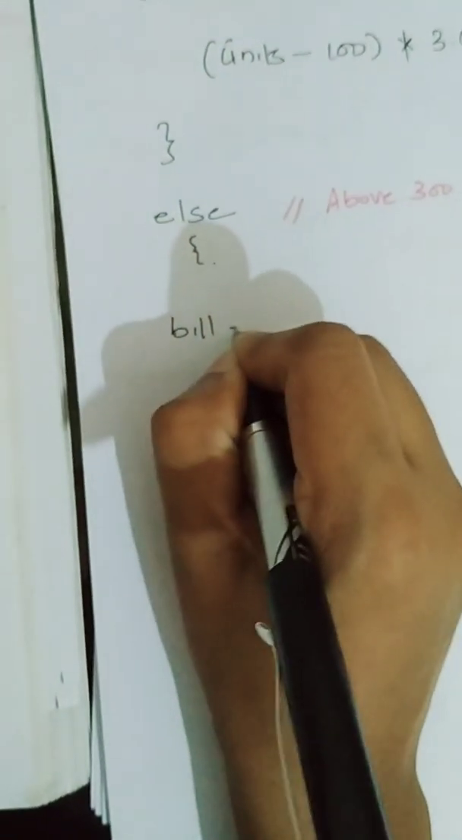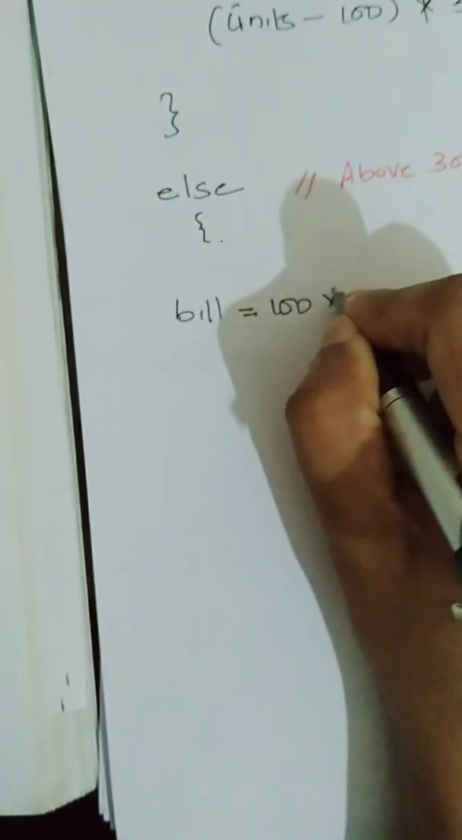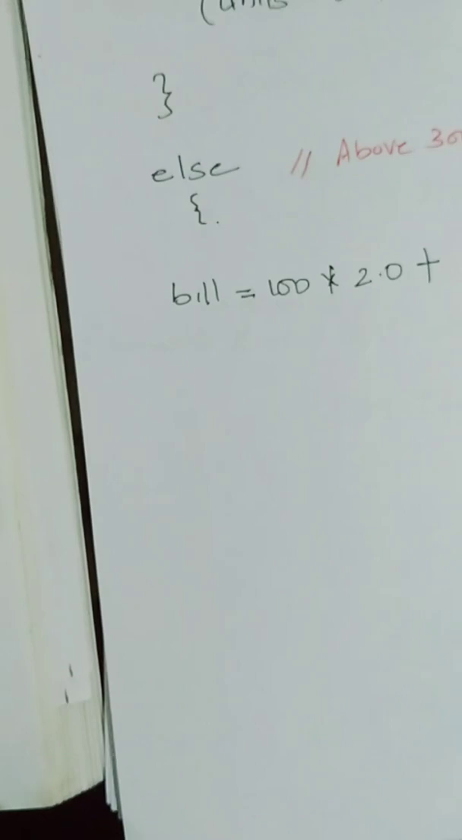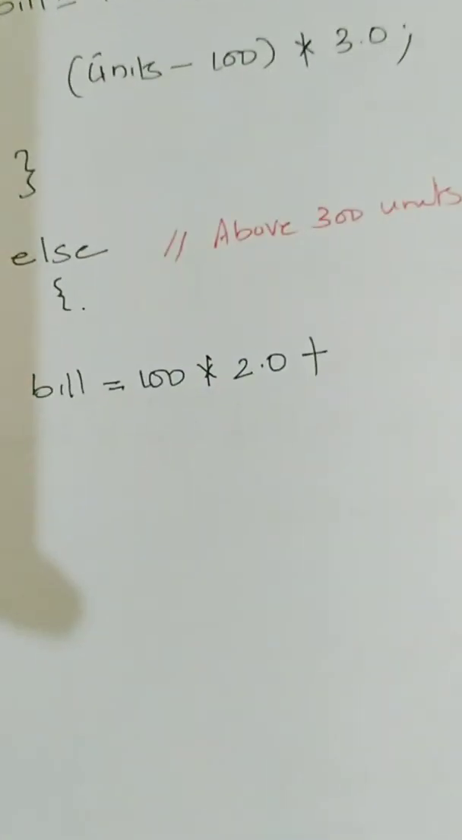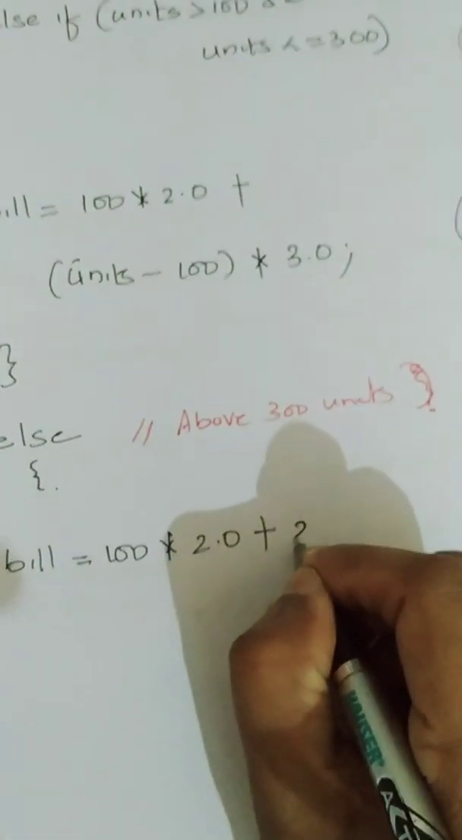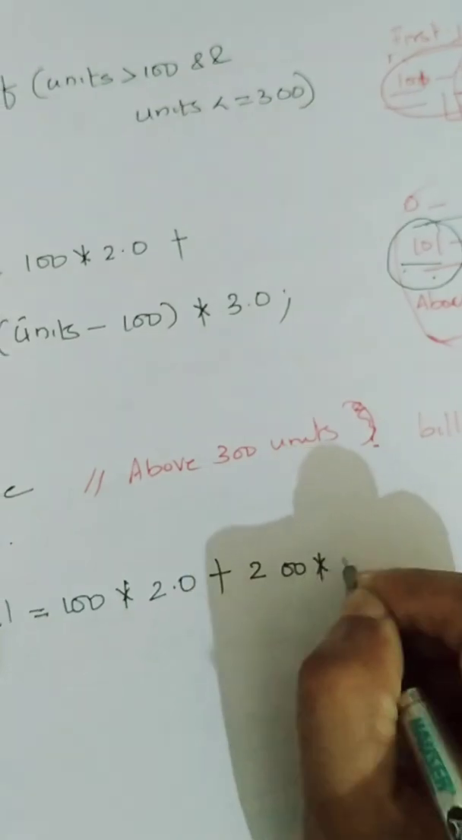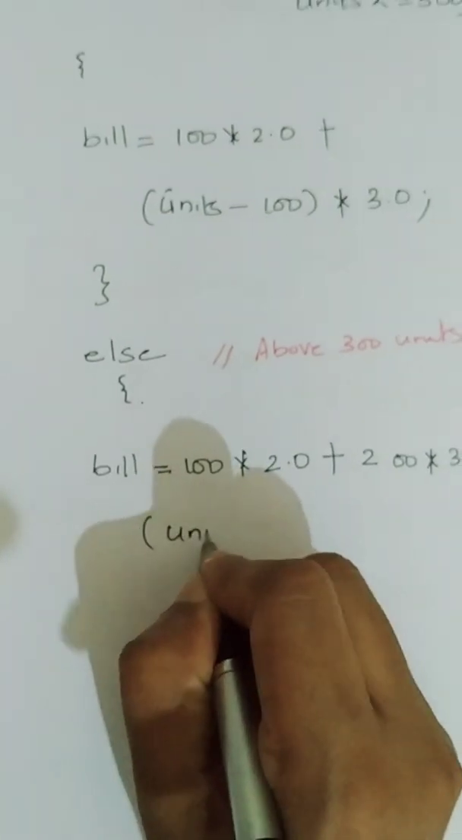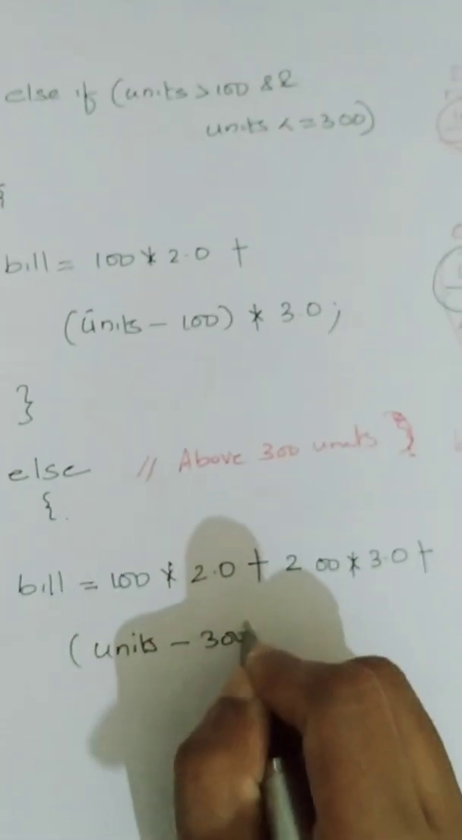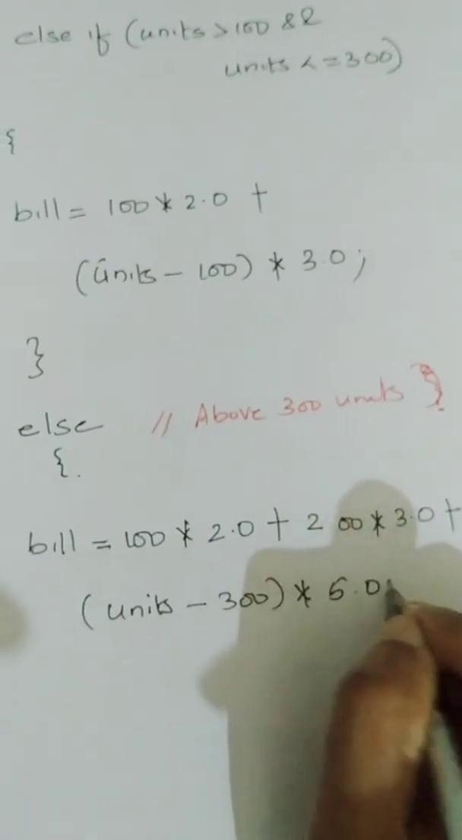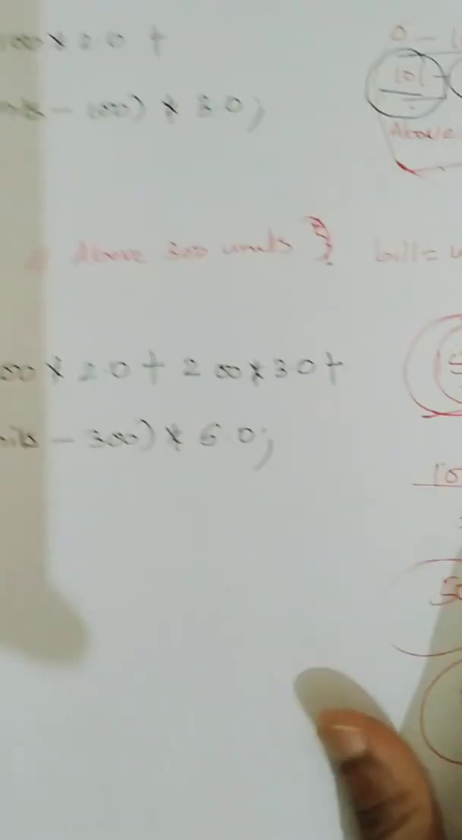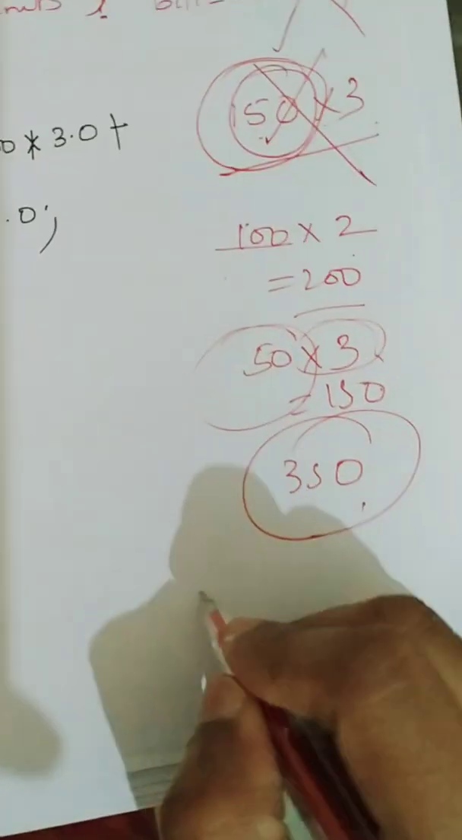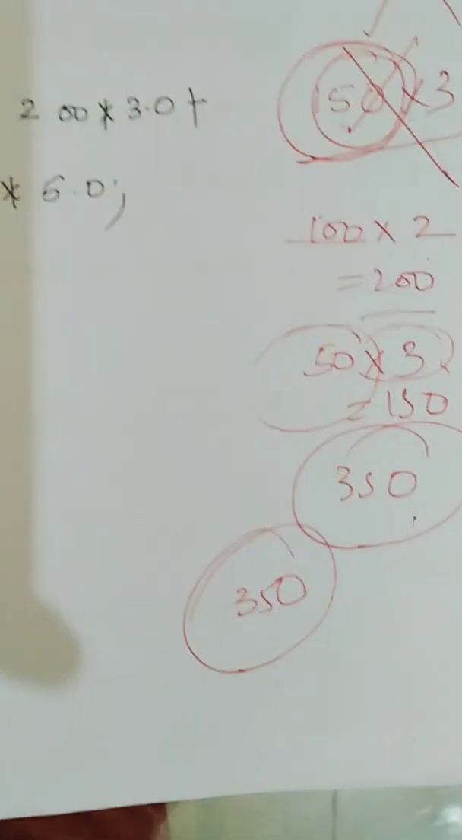Above 300 means for the first 100, same way you will write. For the first 100, it is 2.0 rupees plus for the next 200 units, it is 3.0 plus, here in bracket you will write units minus 300 into 5.0. Why I am writing like this means, suppose your units consumed is 350.